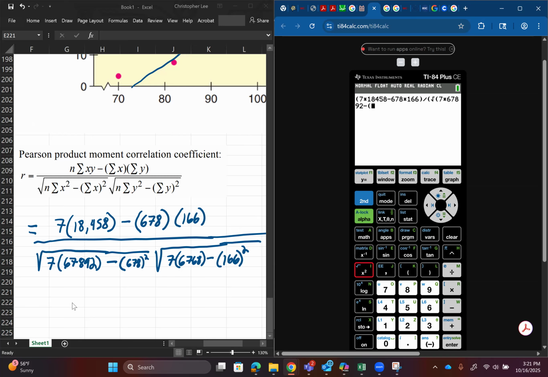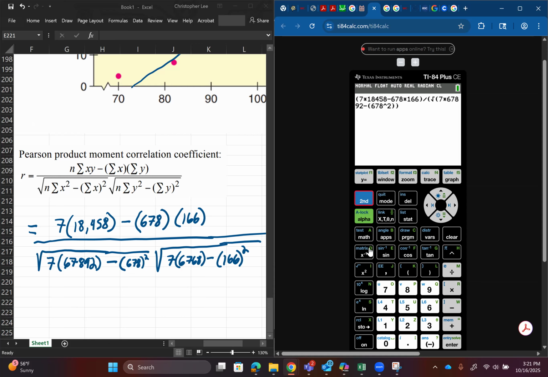Open parentheses, we have the 6, 7, 8. But watch what I'm gonna do now. I have to raise that to the second power. So use the arrow, and you go to the second power. Then you're gonna close parentheses there. Then you have to close parentheses again. That's closing off the first radical. Then you're gonna do the second radical, so we're gonna do it again.